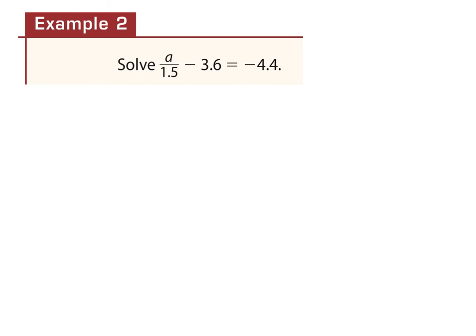All right, example 2. You're going to treat this exactly the same. You're just going to make your rules of decimals apply here and your rules of addition and subtraction. So my first step is to get rid of this 3.6. It is subtracting, so I am going to add it. Anytime you cross the equal sign, you do the opposite. It will cancel out here.